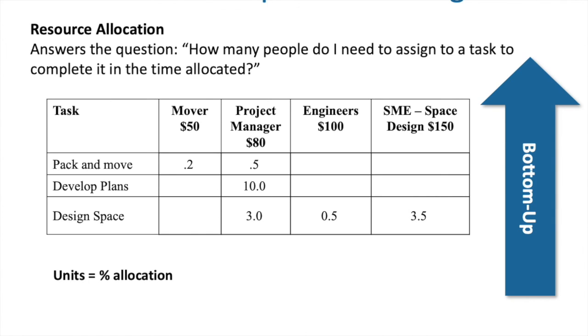Bottom-up cost planning method is indeed way more time-consuming than top-down. And the reason for that is that we have to take each one of our tasks as identified by the work breakdown structure. And as you can see in this diagram here, our tasks are pack and move, develop plan, and design space. And then for each one of the skills involved, or the resources required for that, we have to list them out, like a mover, project manager, engineer, subject matter expert. And then further, any supporting expenses we need to buy material or support that activity also has to be costed out.